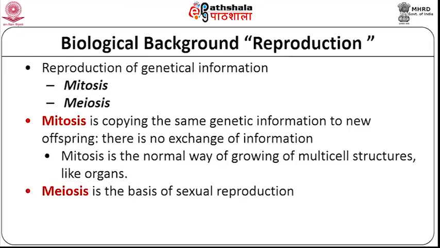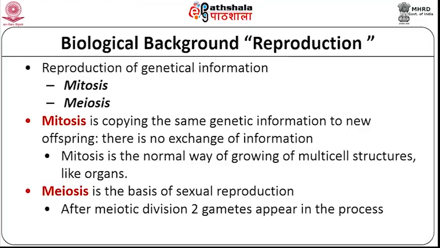But meiosis is the basis of sexual reproduction. We have studied this in biology. This is the basis of sexual reproduction, and after meiotic division, two gametes appear in the process. So, that is the idea. You have two types of reproduction, mitosis and meiosis. We are more bothered about the meiosis aspect of sexual reproduction, where two gametes appear after the reproduction.